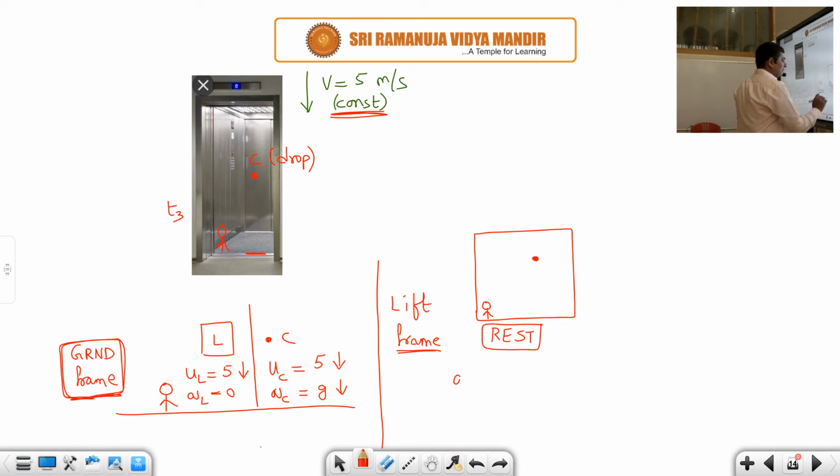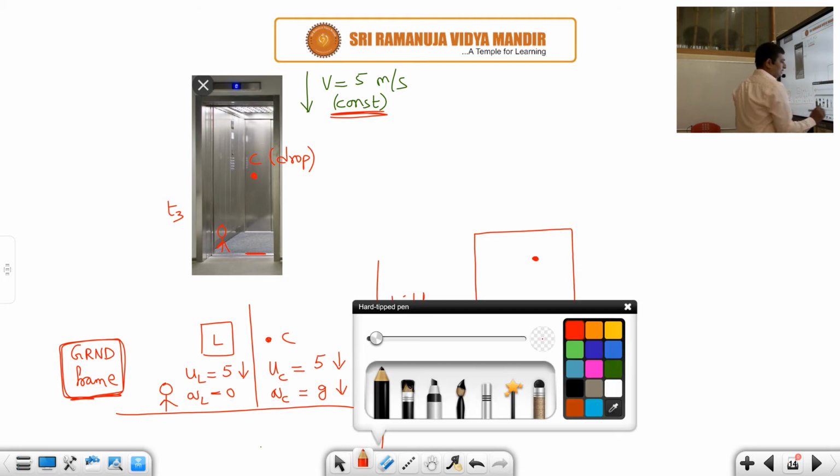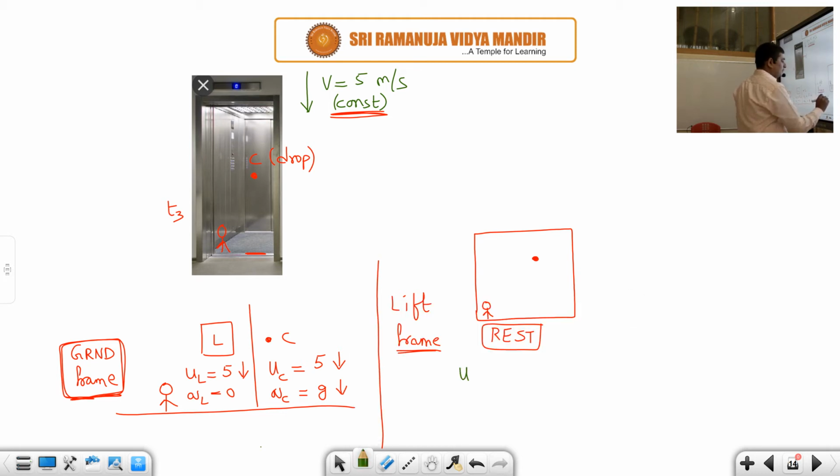So what is the initial velocity of the coin with respect to lift? And what is the acceleration of the coin with respect to lift? Because you are seeing from the lift frame, so you have to calculate like this. That is u of c minus u of l. What is u of c? 5 downwards, minus, this is also 5 downwards. So that means it is 0.